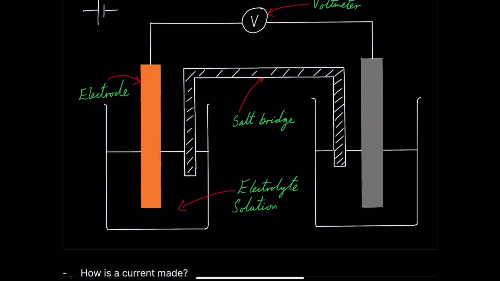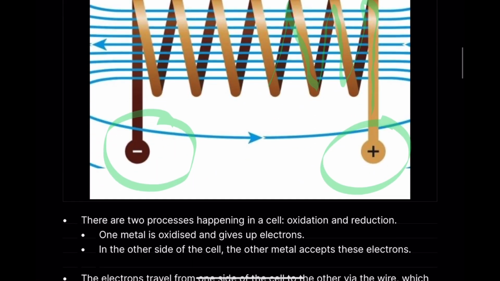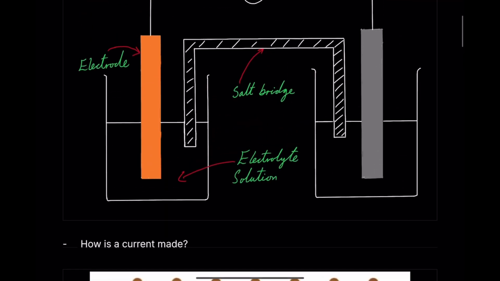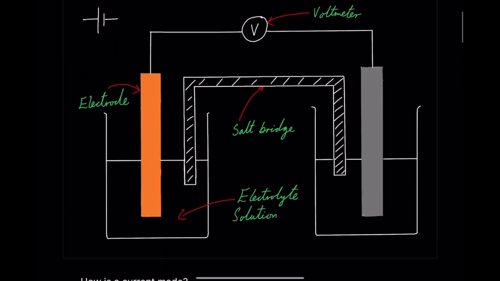You can use two of the same type of electrode for your cell, but what you can change is the concentration of your electrolyte solution, and that can still allow for a current to be made, where electrons will be traveling from one side to the other. One electrode will be acting as the anode, and the other as the cathode, and there'll be free movement of electrons going from the positive end to the negative end.